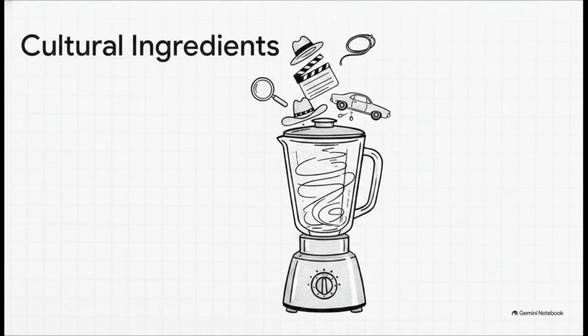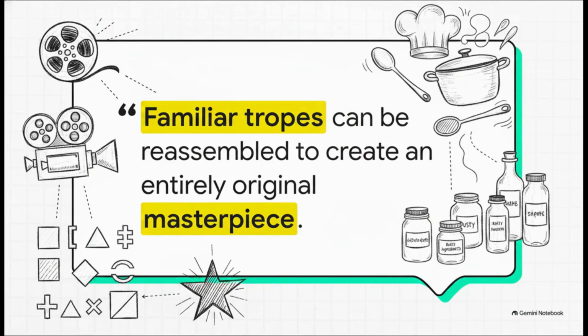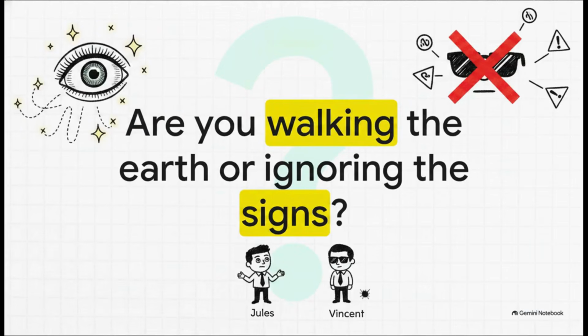Just rapidly cataloging the ingredients in this blender. You've got the cheap thrills of mid-century pulp detective magazines seamlessly mixed with highbrow French New Wave cinema. Throw in the tension of spaghetti westerns and the raw, gritty edge of 1970s exploitation cinema. It's a wild mix of lowbrow and highbrow that somehow tastes amazing. The crucial point here is that he wasn't just copying, he was elevating. Familiar tropes can be reassembled to create an entirely original, culturally resonant masterpiece. He literally took dusty ingredients from the back of the cinematic pantry and cooked up a masterpiece that defined the 90s. Which brings us to the end of our explainer.